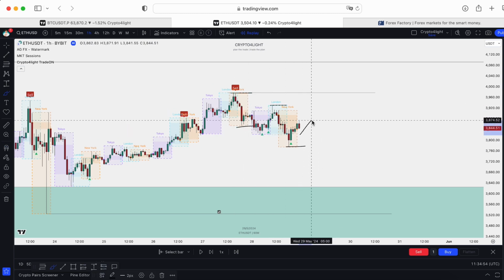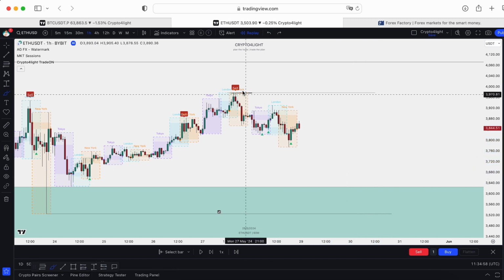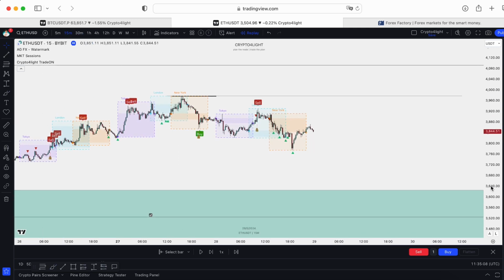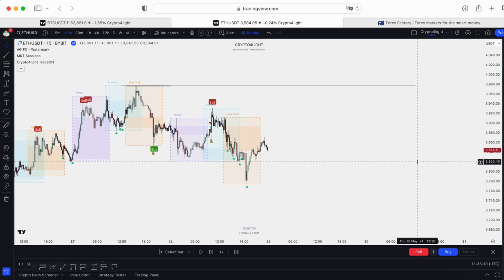Then on 1-hour time frame, we got a structure: high, low, lower high, lower low. So priority is going down. So we got a structure on 1-hour time frame down. Then I go to, for example, 15-minute time frame, and inside a day, I look closer.